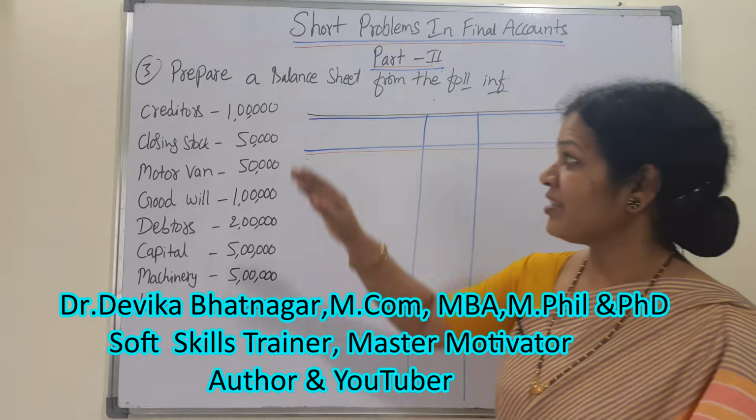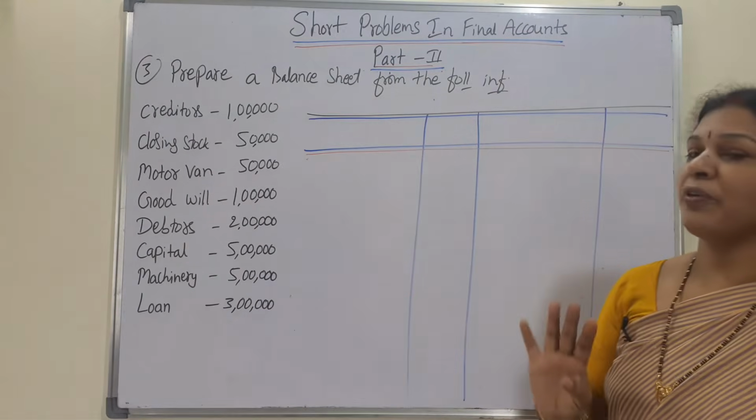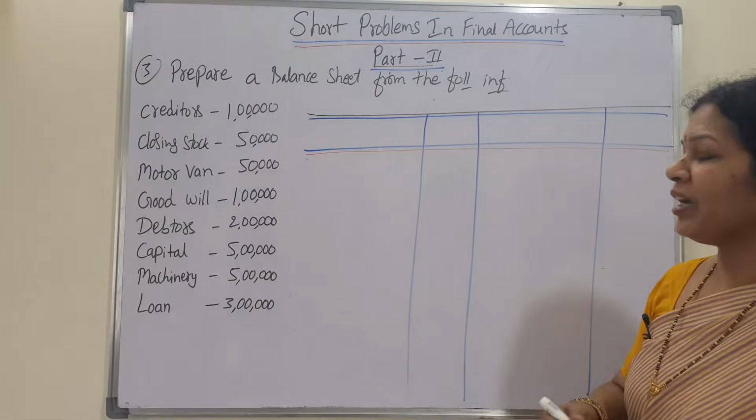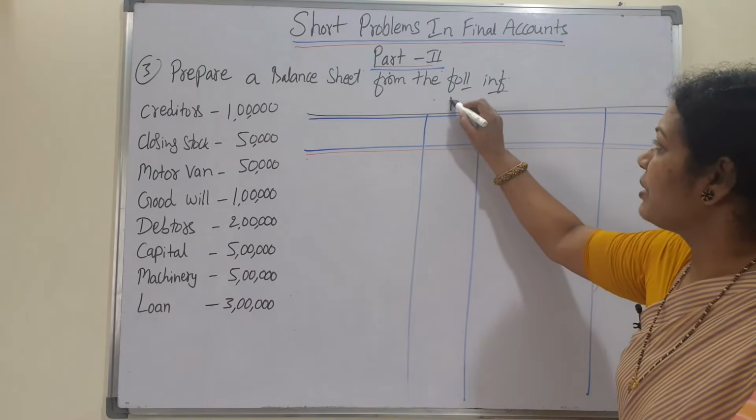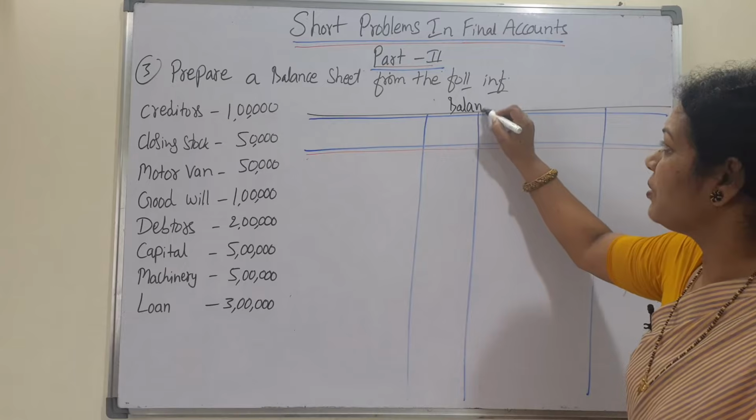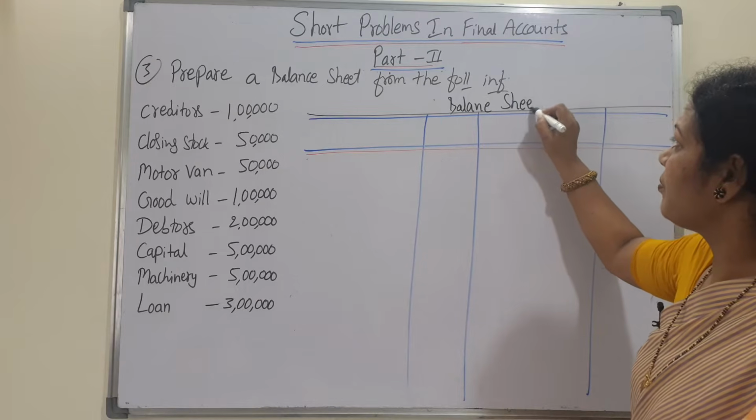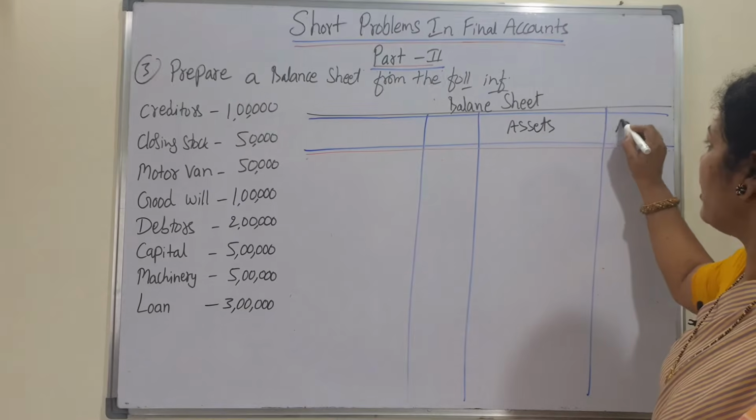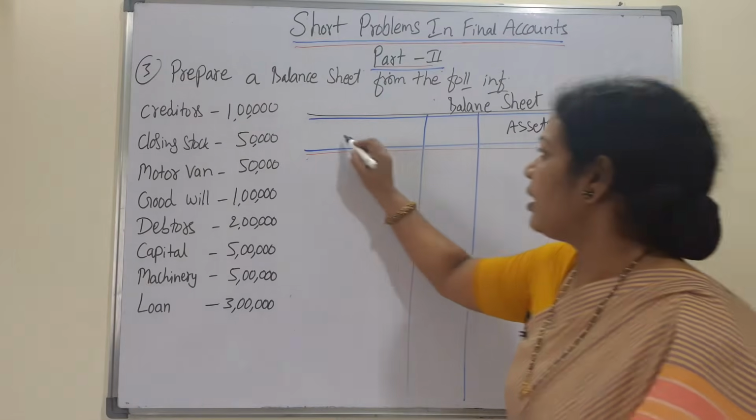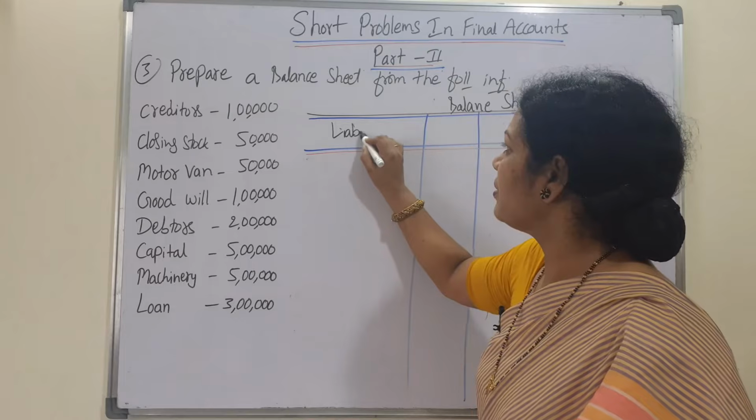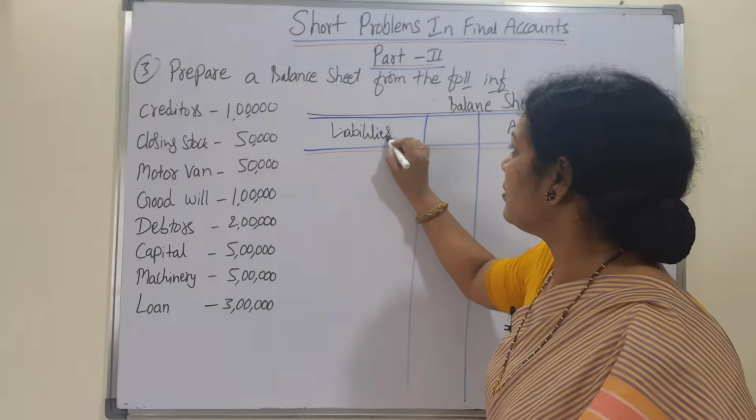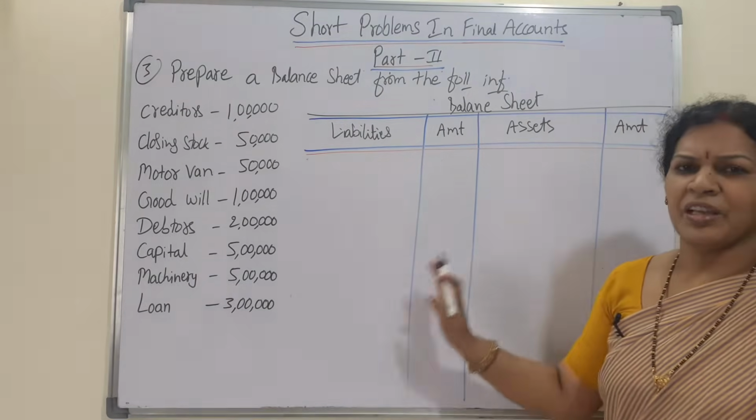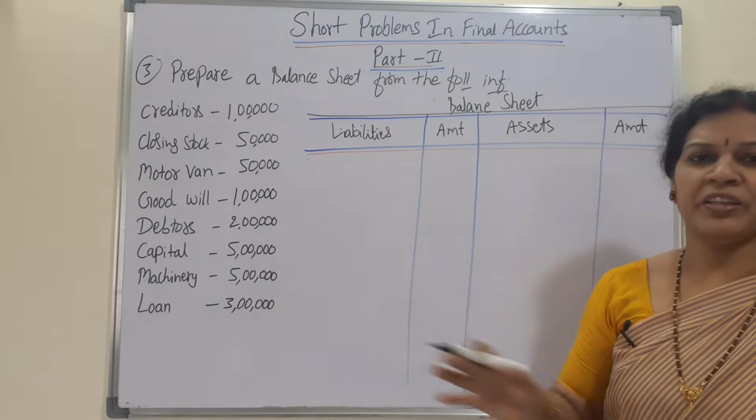Third problem, what are they asking? See, prepare a balance sheet from the following information. From this information prepare the balance sheet. Already I have drawn the table, so we'll keep the heading Balance Sheet. Here we'll write assets and amount, liabilities and amount. Assets, liabilities, that's all.